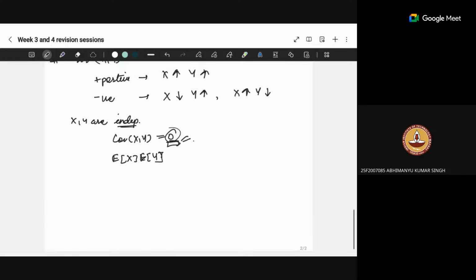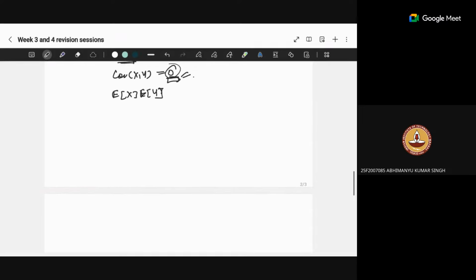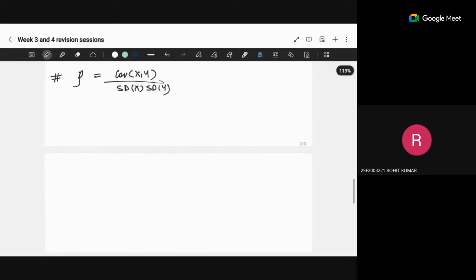Then the next thing is we have the correlation. What is correlation? Correlation is defined by rho, which is equal to the covariance of x, y divided by the standard deviation of x into the standard deviation of y. So this is my correlation.